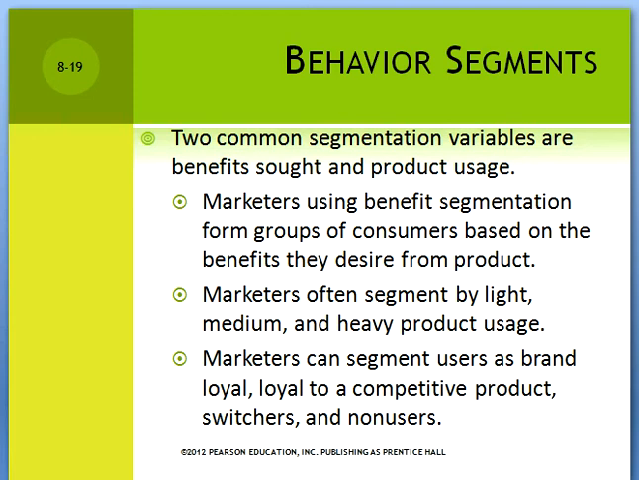This is very common in the telecommunication industry, where they provide services for smartphone users based on their usage. So you can choose a package, either the light, medium, or the heavy one, depending on how often you'll be using it. Marketers can segment users as brand loyal to the competitive product, switchers, and non-users, etc. So they can break their market into segments based on these kinds of behavioral segments as well.